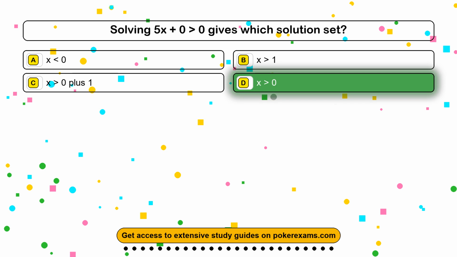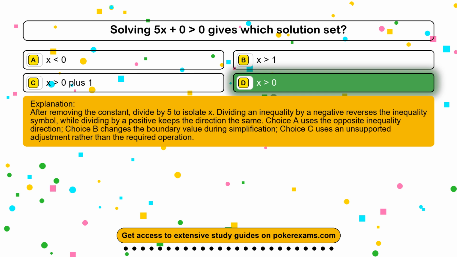The correct answer is option D, x0. After removing the constant, divide by 5 to isolate x. Dividing an inequality by a negative reverses the inequality symbol, while dividing by a positive keeps the direction the same. Choice A uses the opposite inequality direction. Choice B changes the boundary value during simplification. Choice C uses an unsupported adjustment rather than the required operation.